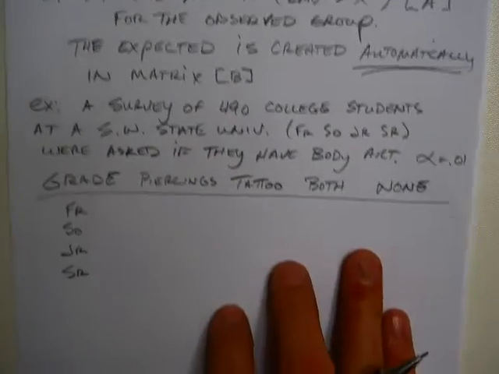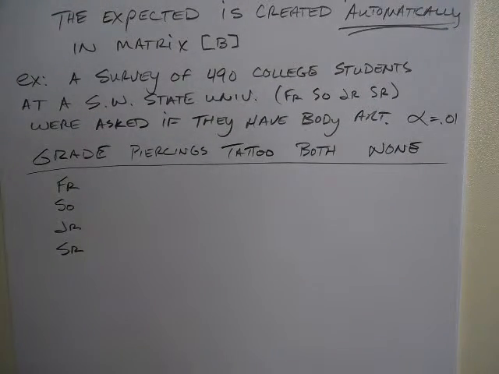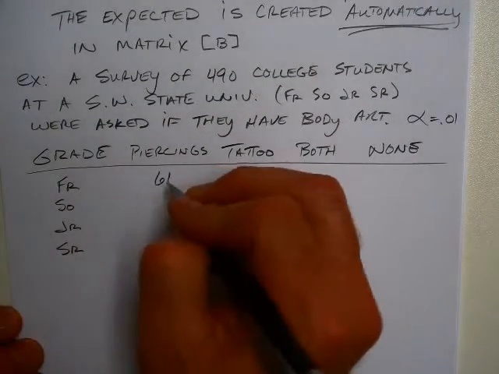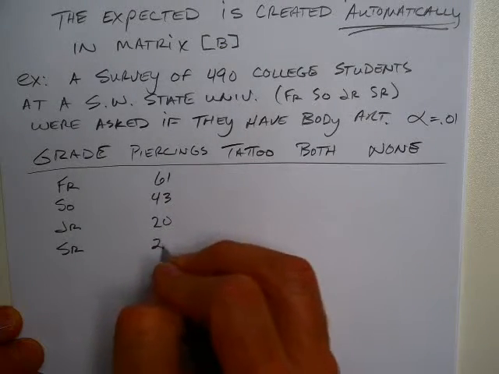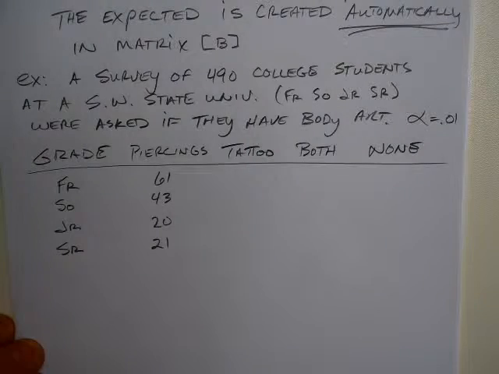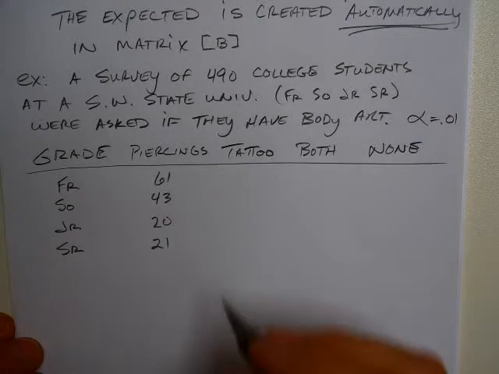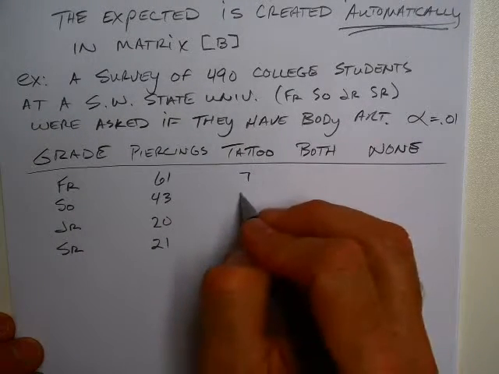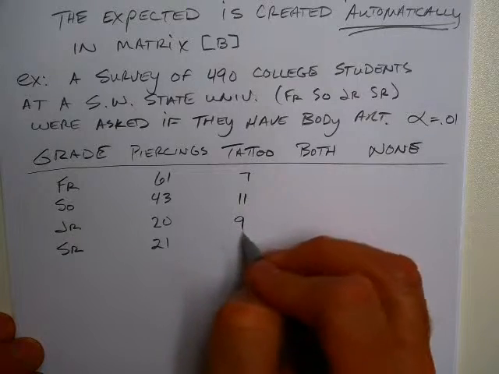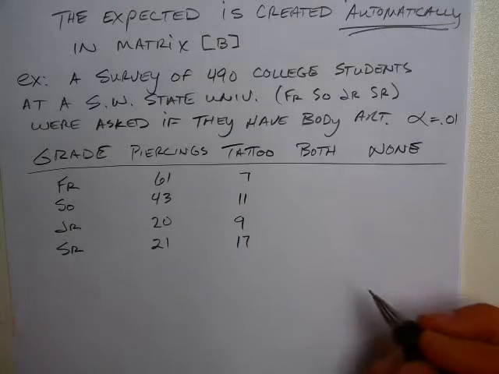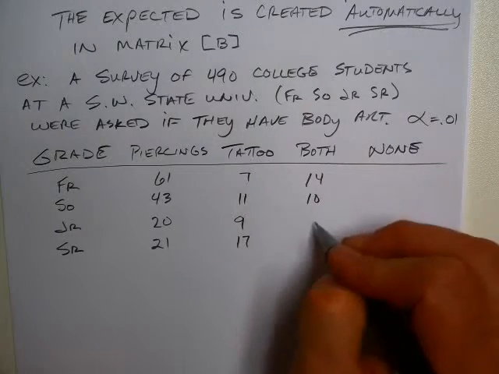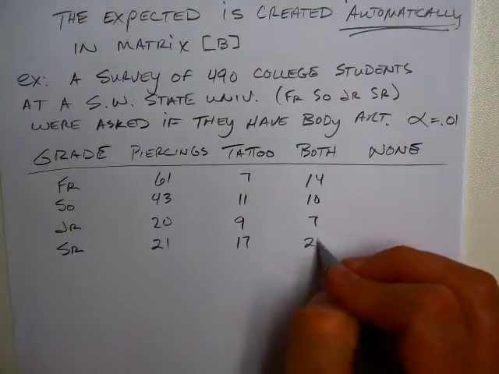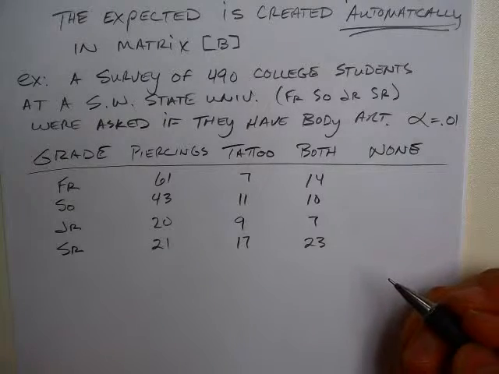So we've got our grades, and here are our numbers: 61, 43, 20, 21 of those grades have piercings. Tattoo, 7, 11, 9, and 17. And both, and none.